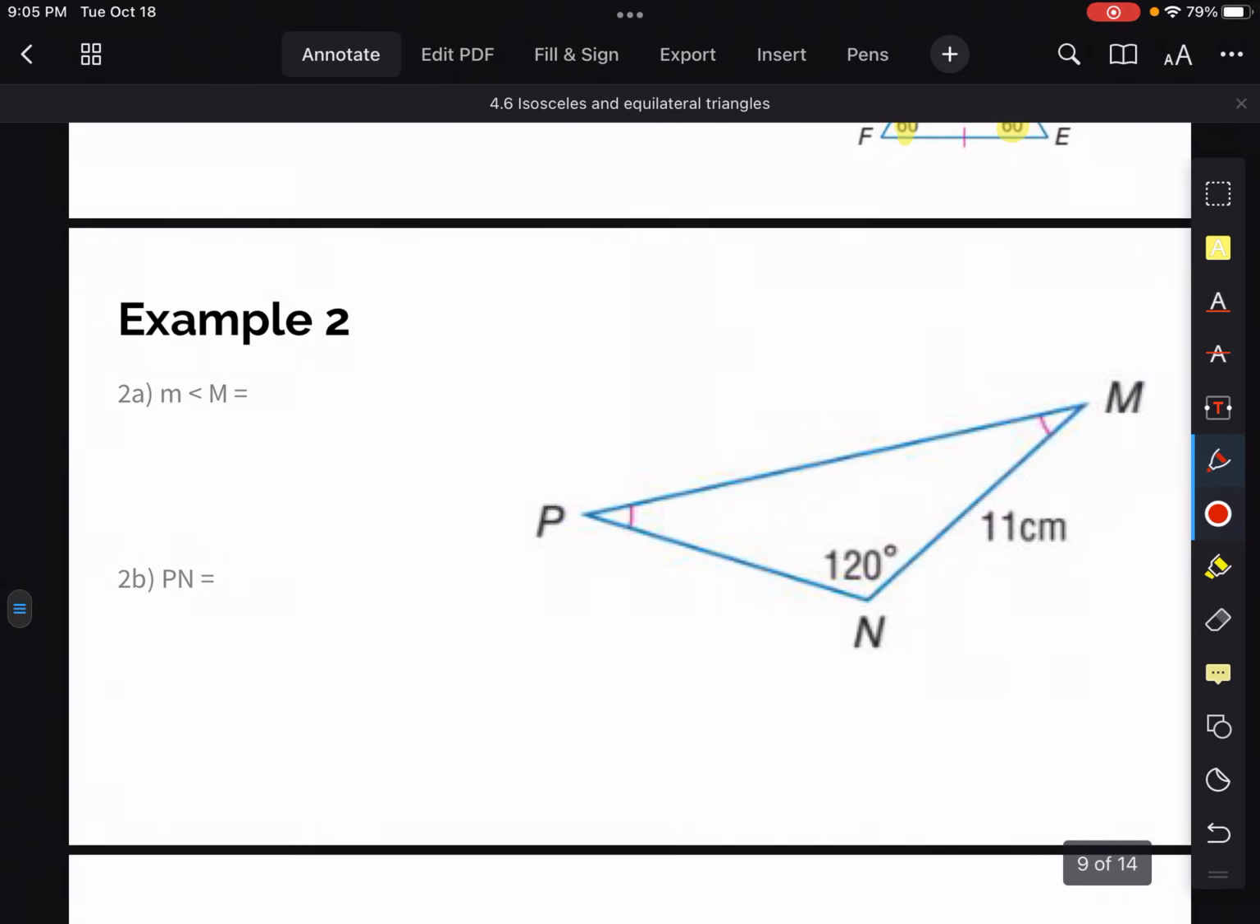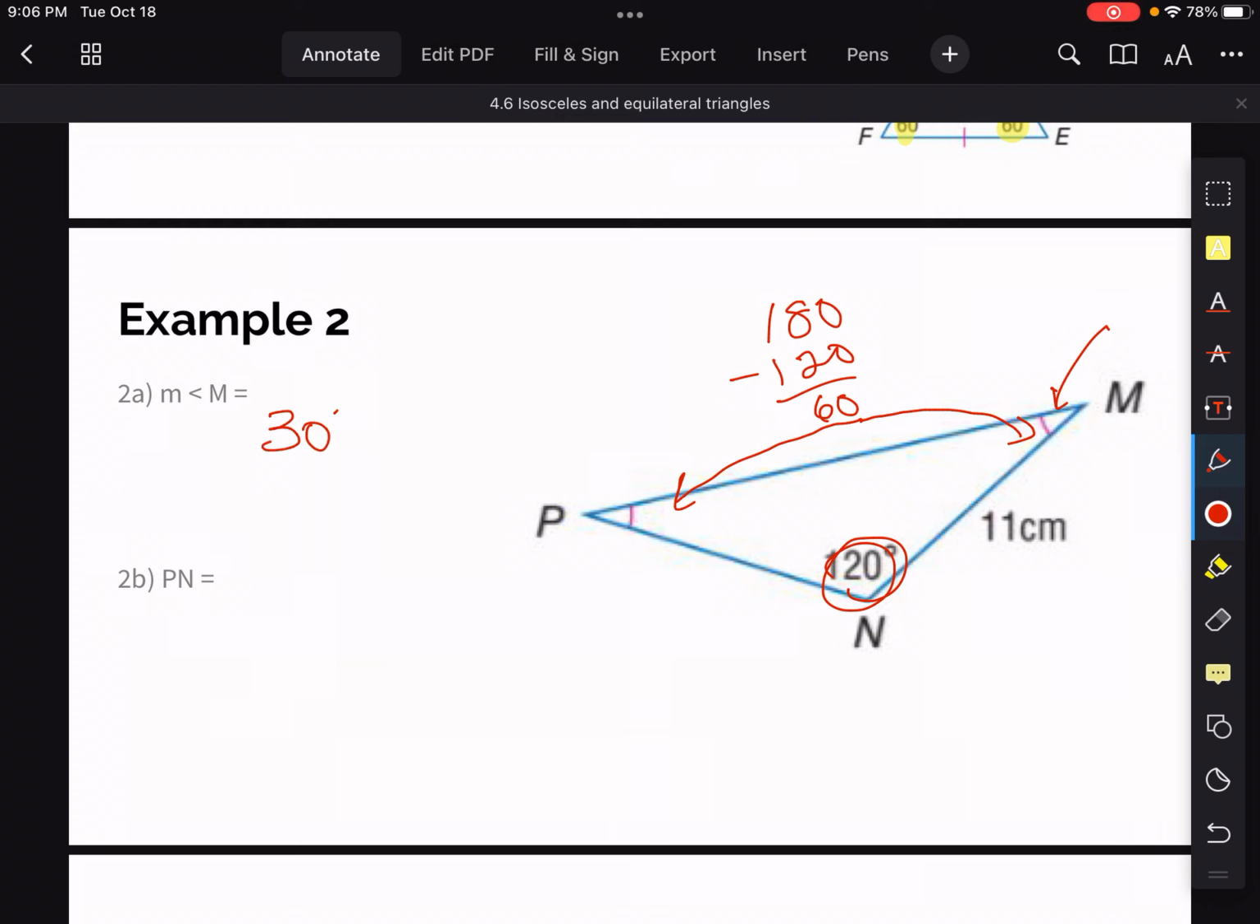So here it says find the measure of angle M. Notice that we know that this angle, the vertex angle, is 120, and that we don't know the base angles, but we do know that they're the same. So altogether we have 180 degrees. We subtract our vertex angle. We're left with 60 degrees to work with. That 60 has to be split up evenly between that guy and that guy. So if we take 60 and divide it by 2, we know that the measure of angle M must be 30, because 60 divided by 2 is 30 degrees. So we can label that as 30, this is 30, and then that would all add up.